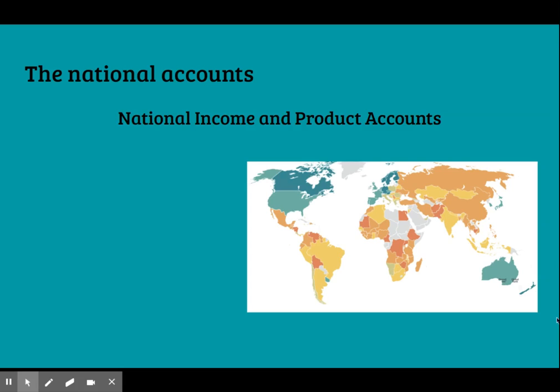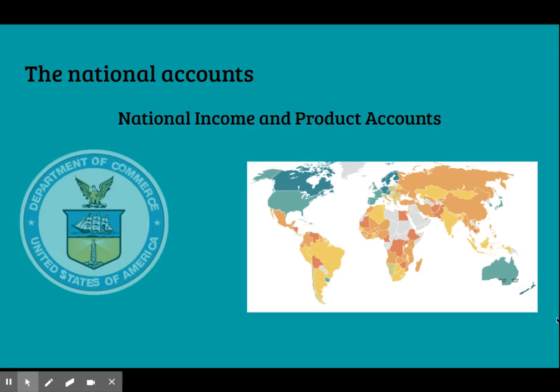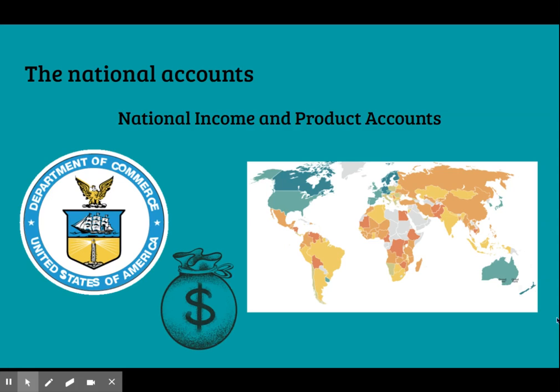In the U.S., these numbers are calculated by the Bureau of Economic Analysis, a division of the U.S. government's Department of Commerce. The national income and product accounts keep track of the spending of consumers, the sales of producers, business investment spending, government purchases, and a variety of other flows of money among different sectors of the economy.